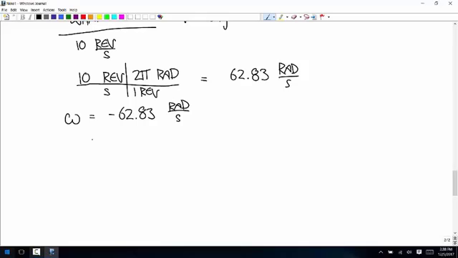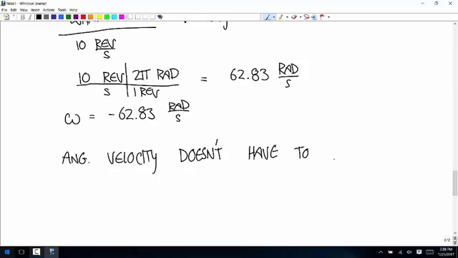Okay, so the angular velocity doesn't have to be constant.